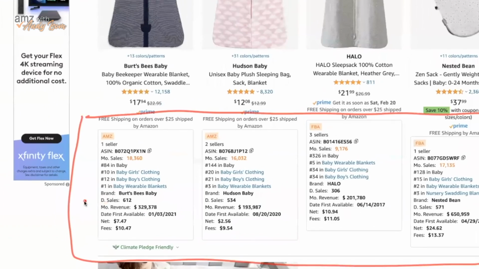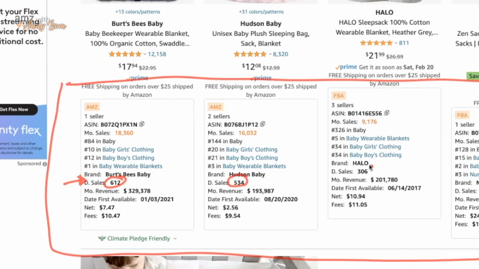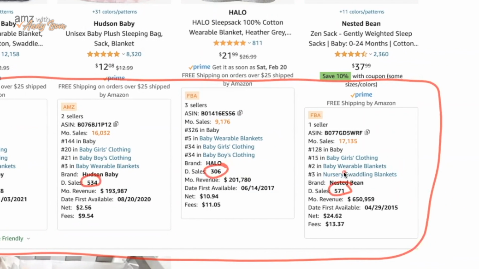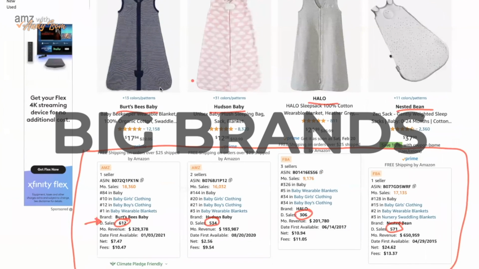I'm just looking at the daily sales. I apologize if this is really small on your screen, but it's daily sales right here: 612, 534, 306, 571. And these are all different brands: Burt's Bees, Hudson, Halo, Nested Bean. Mind you, these are all big brands, really well-established brands.